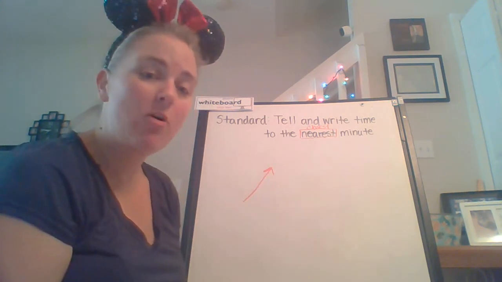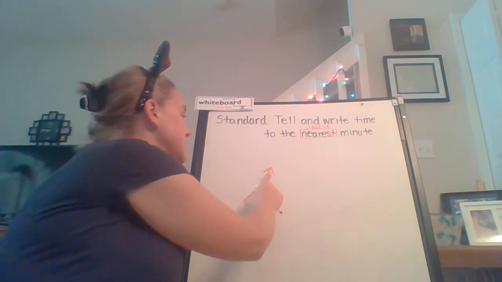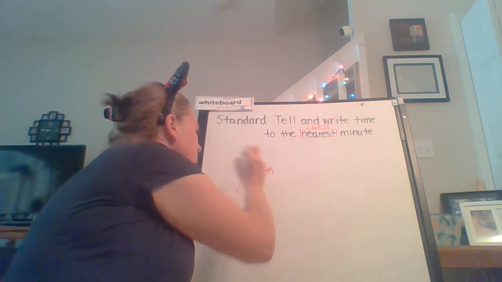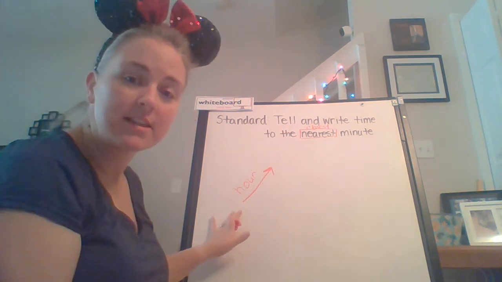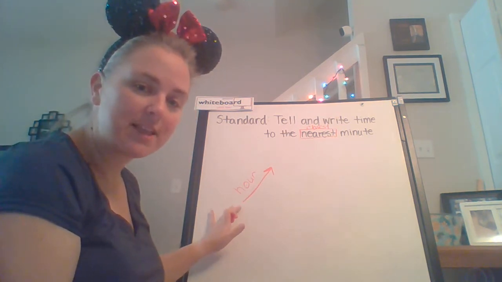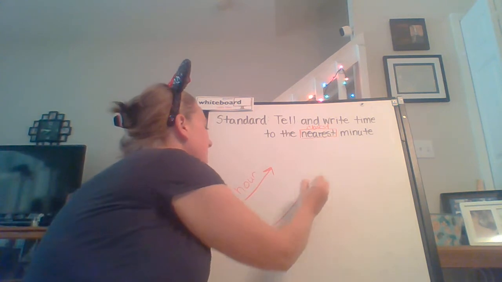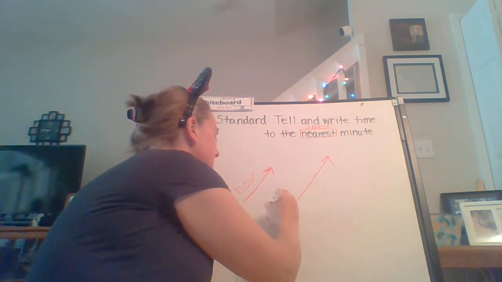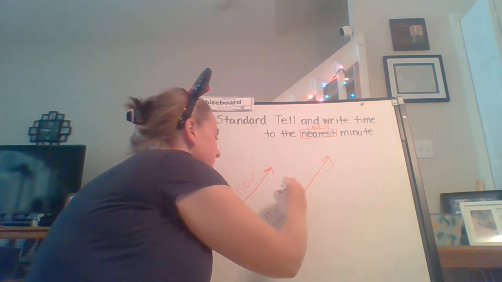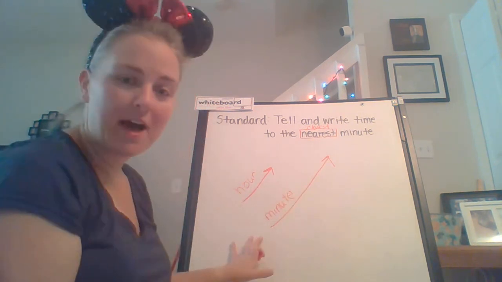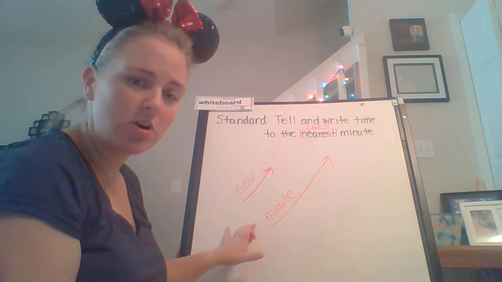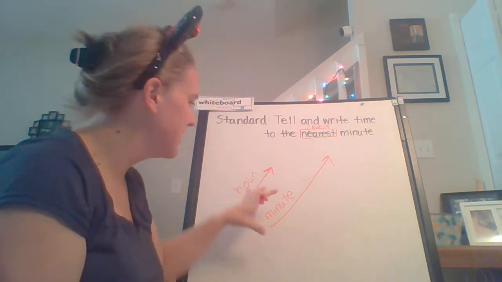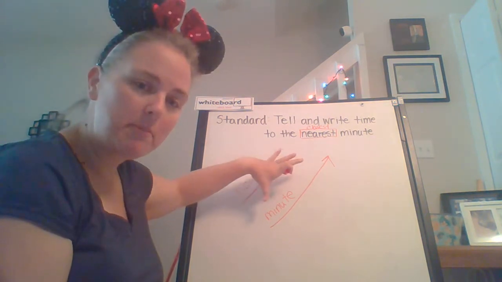is my hour hand because it's my little hand and hour is a very small little word. So little word, little hand. Hour is my little hand. My big hand is my minute hand. And when I think about that, minute is a much bigger word than hour. So hour, little word, little hand; minute, big word, big hand.